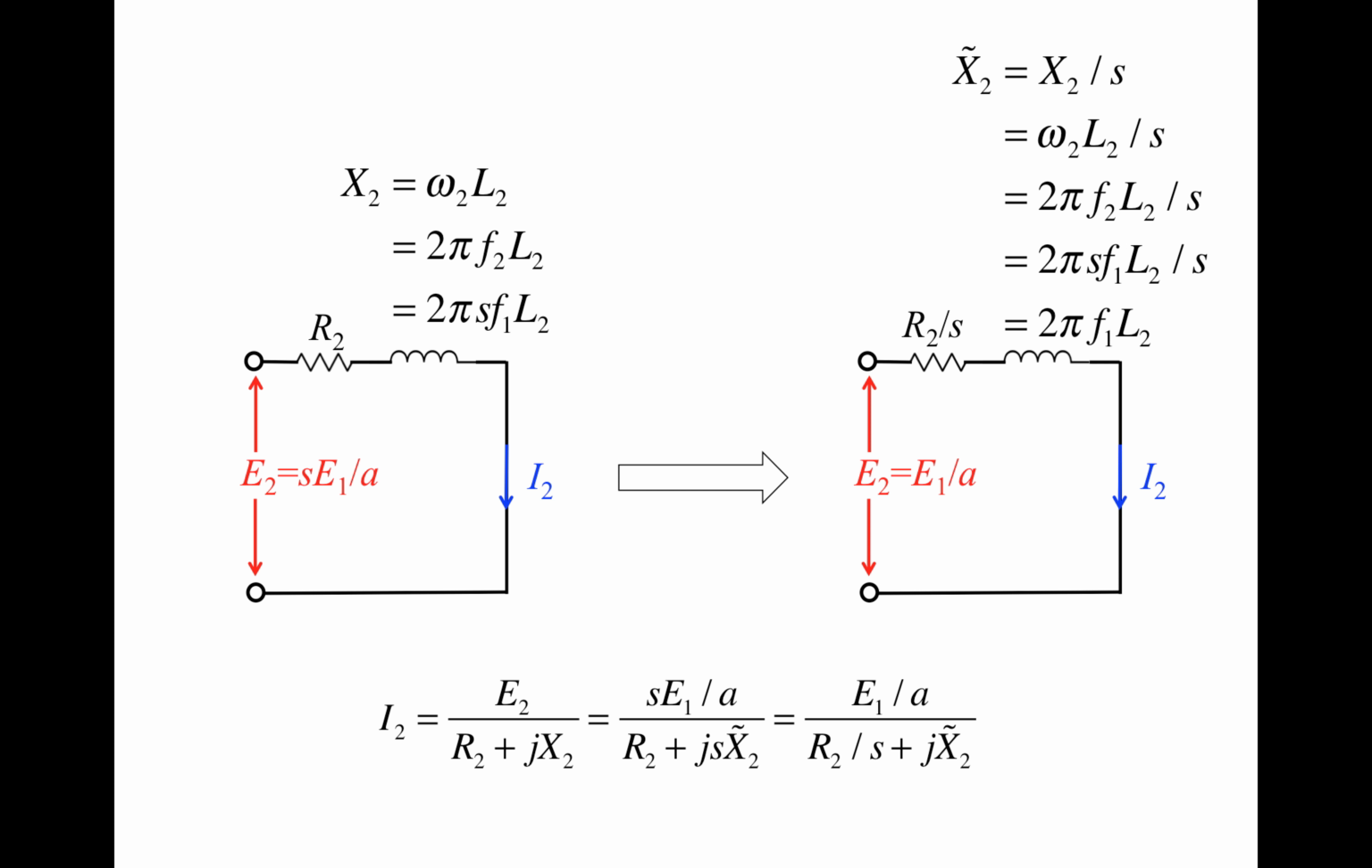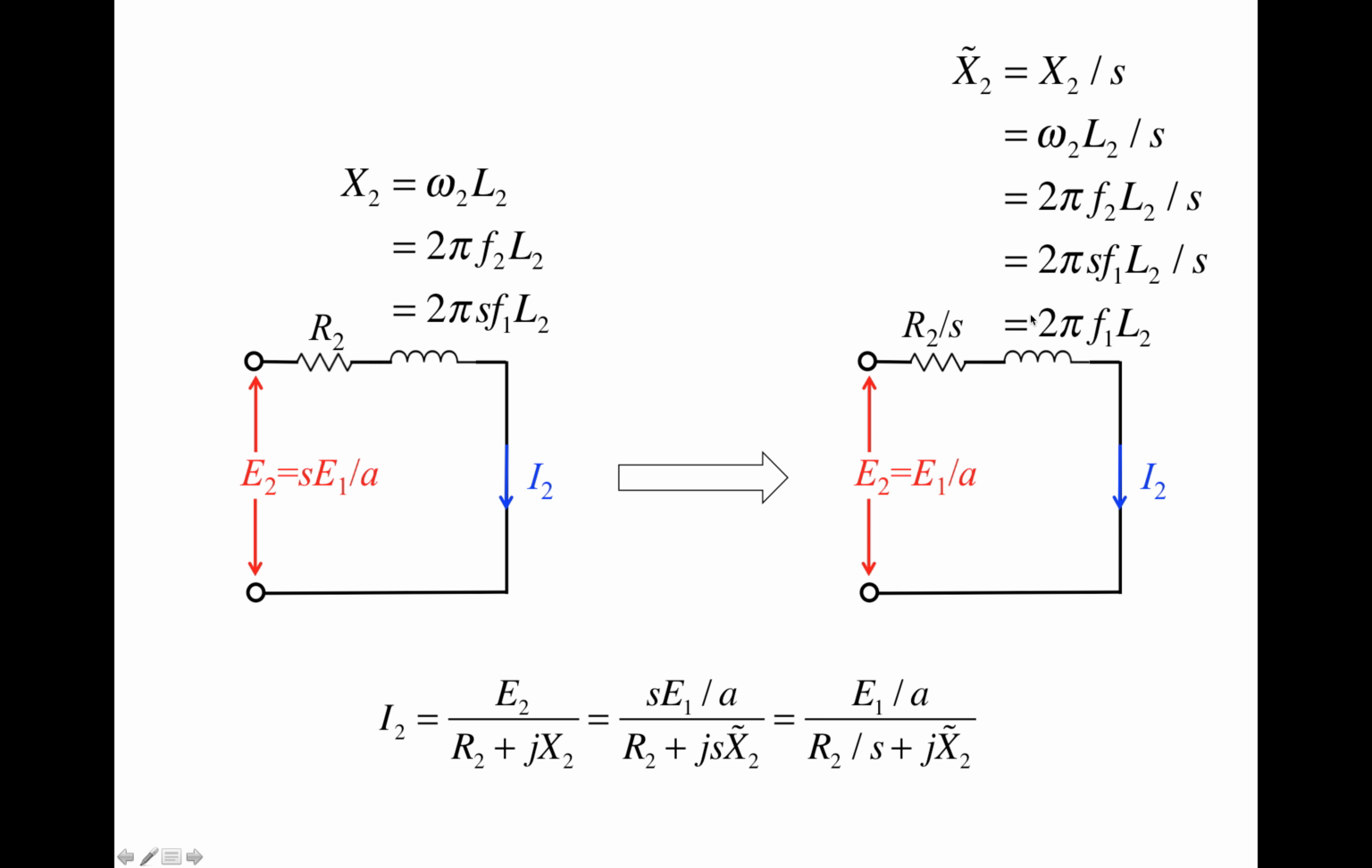By doing this kind of conversion, we have accounted for the frequency difference between the stator side circuit and the rotor side circuit. And this equivalent circuit, with R2 divided by S as the resistor and X2 wiggle as the inductor, can now be integrated into the stator side.